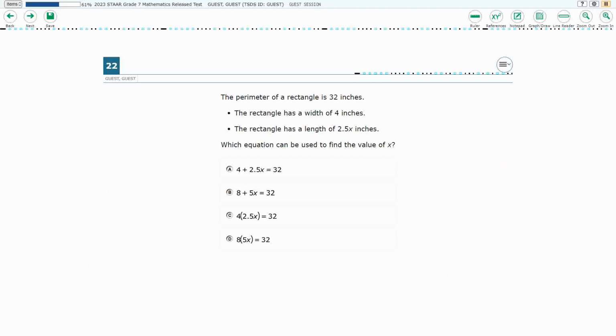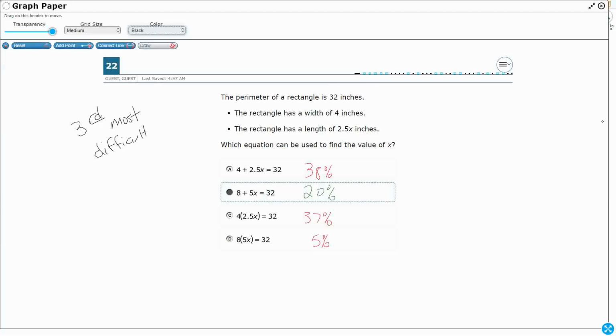Let's see how we did across the state of Texas. So this was the third most difficult. Take a look. This wasn't the first or second most chosen answer. This was the third most chosen answer. Only 1 out of every 5 students in the state of Texas got this correct. Let's look at A and C to see what made them so tricky.